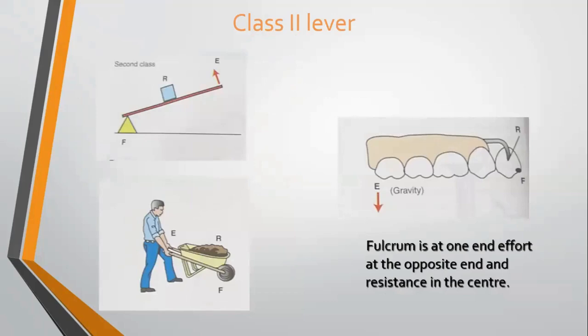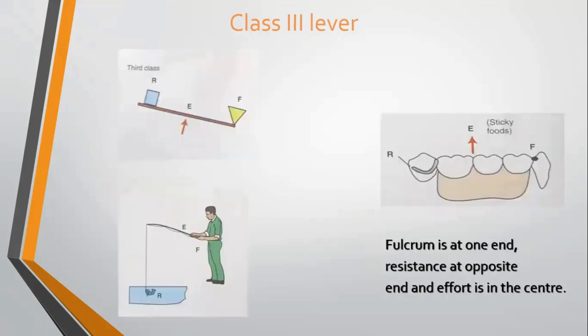Then we have the class 2 lever, where you can see from the middle portion the fulcrum is shifted to one end, the resistance is in the middle, and the force or the effort is on the other end. So the fulcrum is on one end, the effort is on the other end, and the load is in the middle. Here you can see a person trying to move something in a trolley-like thing. The force is applied in the wheel area, the load is there, and the effort is on the other end. This principle is applied in the oral cavity when the fulcrum is at one end, the effort at the opposite end, and the resistance is at the center.